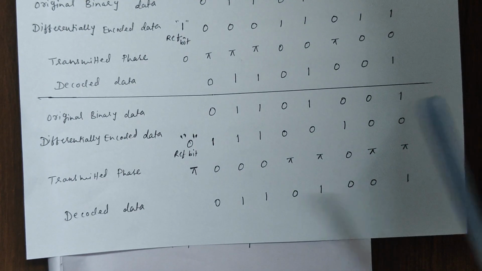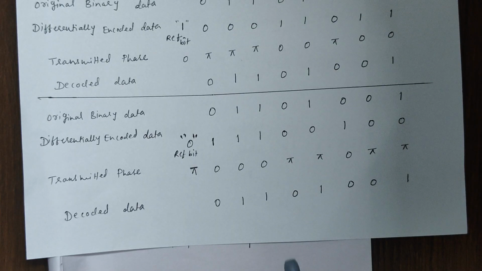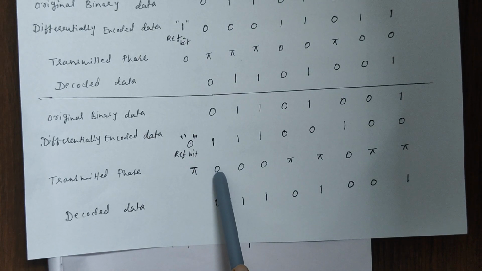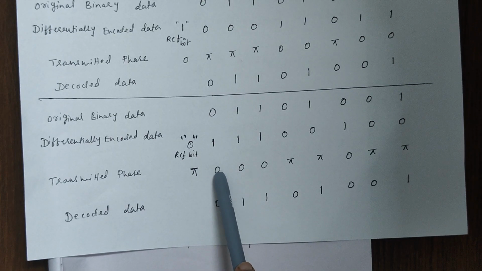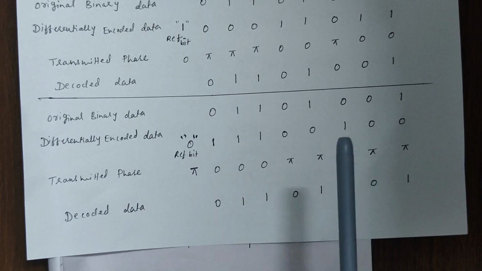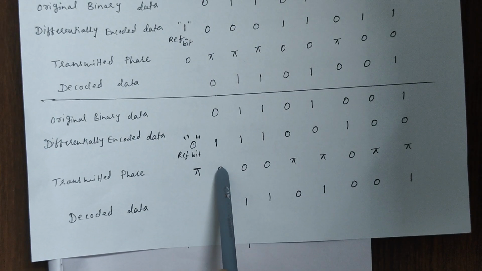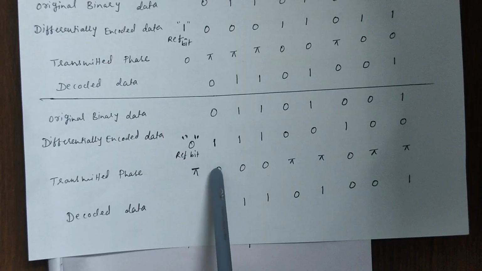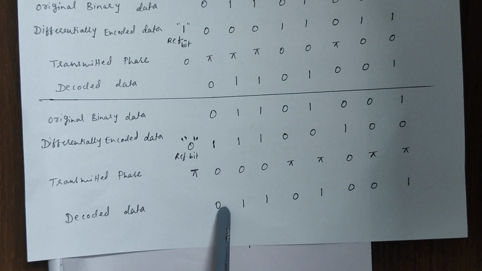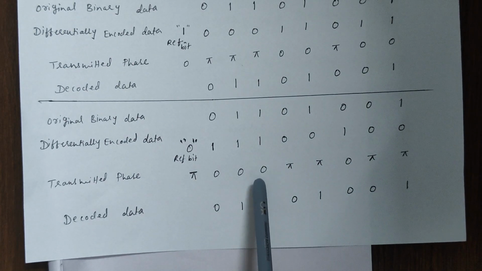Now how do we get the decoded data? We have to see the difference in the phase. If there is a difference in phase, the decoded data is 0. If the phase is the same, the decoded data is 1. So for this bit, we need to decode: comparing with the previous phase, pi and 0, there is a difference in phase. So the decoded data is 0.